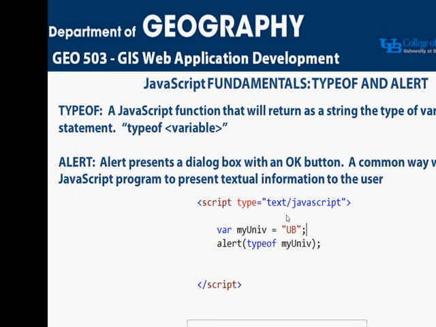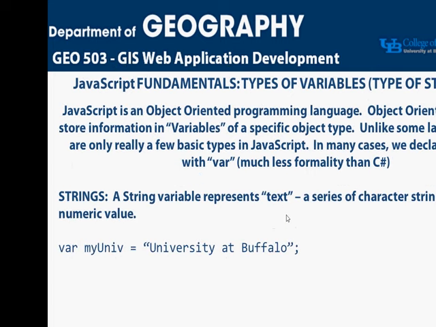To talk about some of the common variables you would use, a string variable represents a piece of text, a series of characters without any numeric value. So here I'm declaring a variable. You often don't have to declare the variable type. That's another difference from C#. In C# we would have to say that this is a string. Here I say var for variable, give the variable name, equals, and then I'm setting it to something in double quotes. So I'm setting the variable myUniv to be equal to the string University at Buffalo.